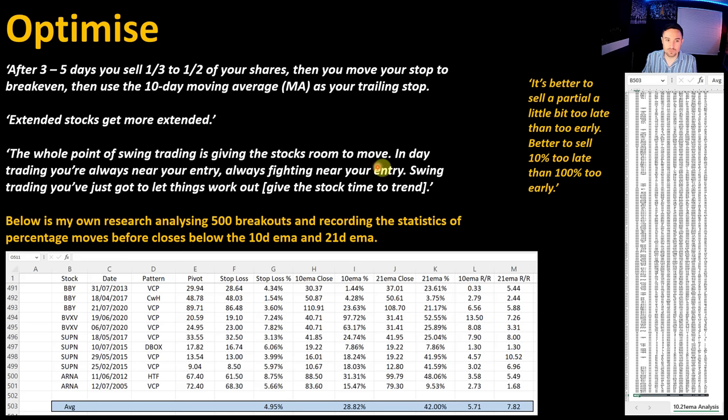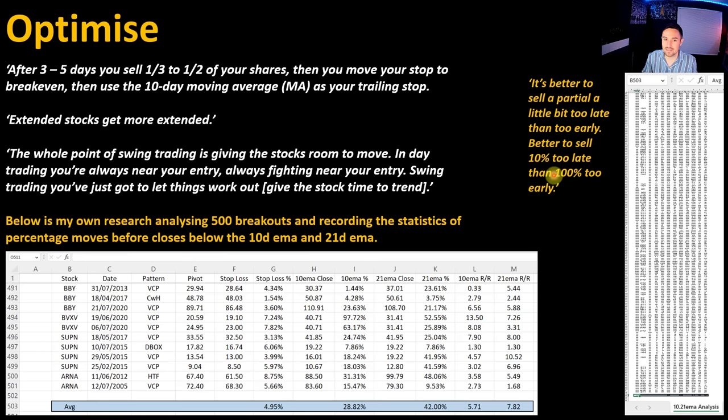In day trading, you're always near your entry, always fighting near your entry. Swing trading, you've just got to let things work out, i.e. give the stock time to trend. And this is slightly into the mindset part of things, which we'll come on to later. It's better to sell a partial a little bit too late than too early. Better to sell 10% too late than 100% too early.